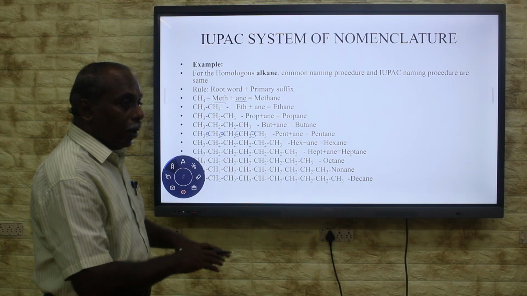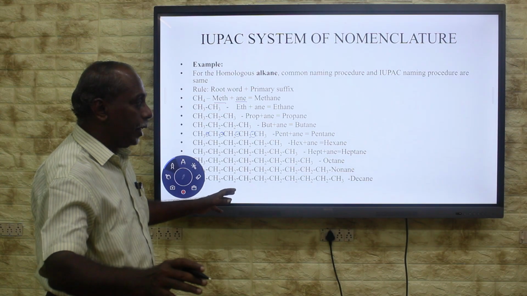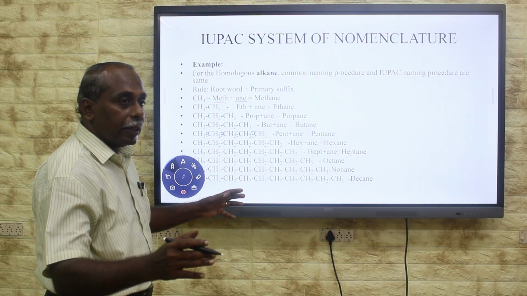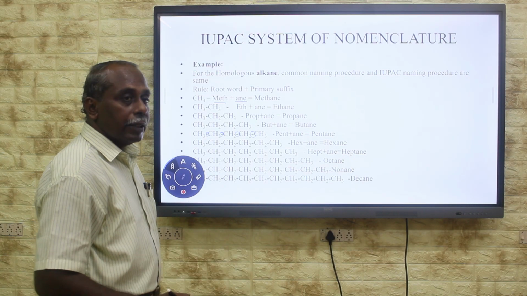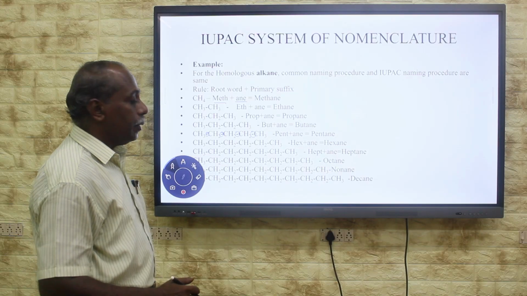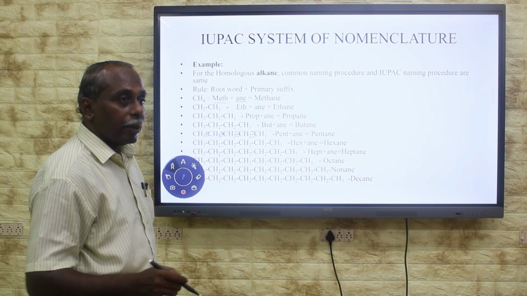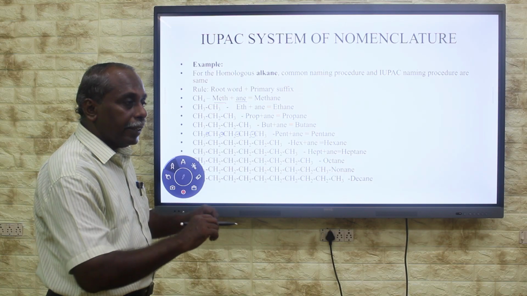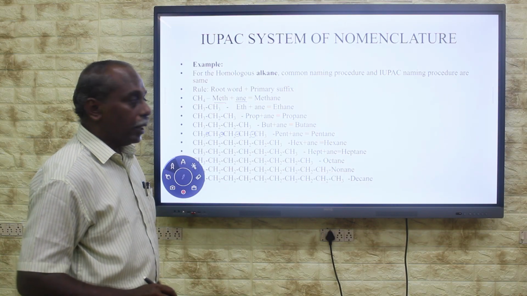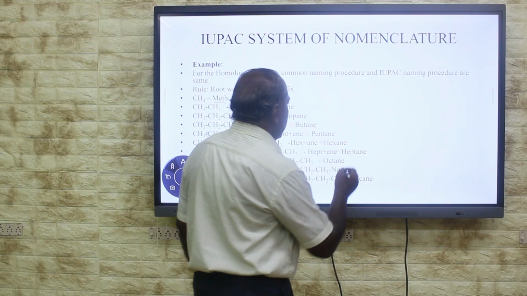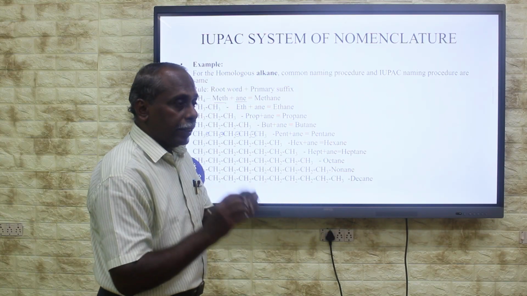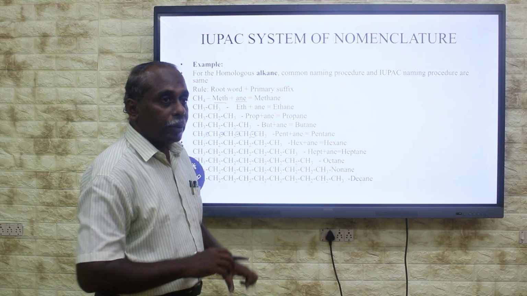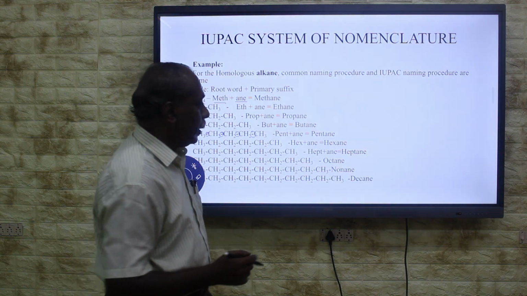For 10 carbons, all the 10 carbons are connected in a chain by single bonds. The 10 carbons are given in the root word dec, then the suffix ANE indicates they are connected by single bonds. Given the name of the compound, you can write the formula.